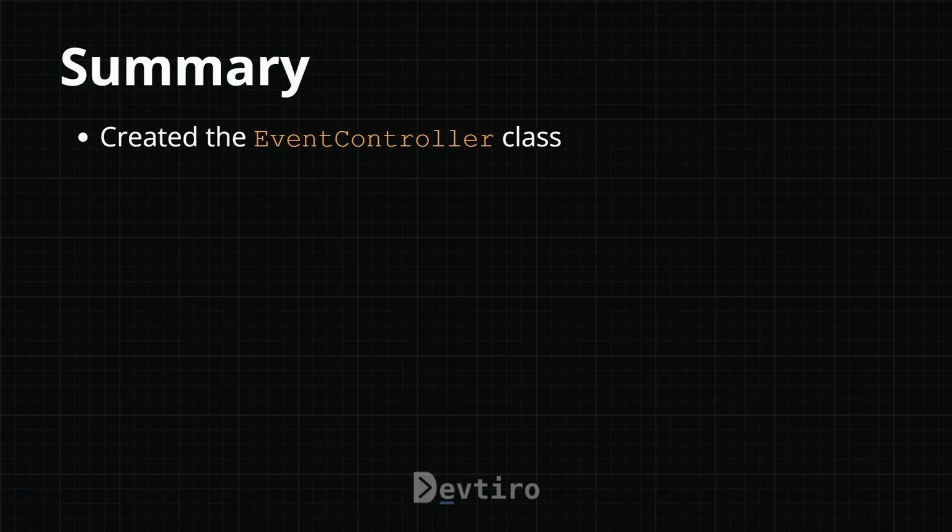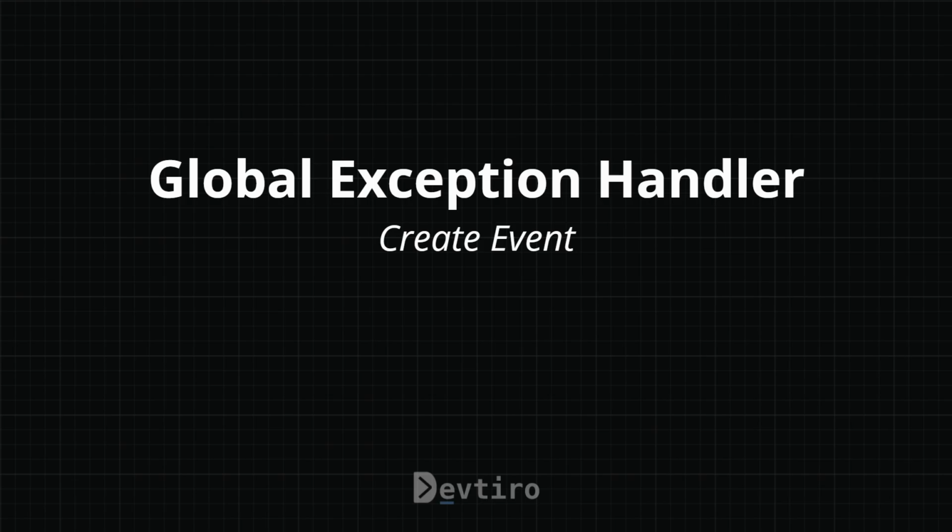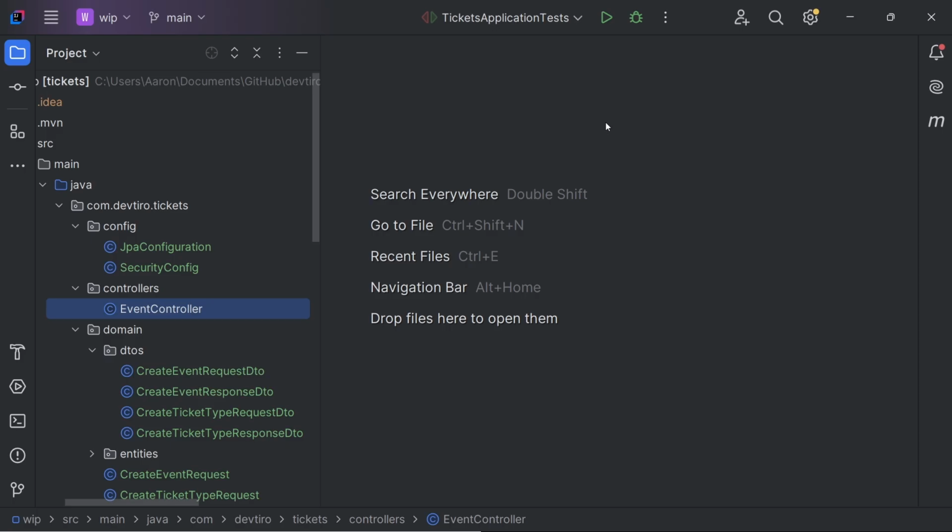So in summary, we've created the EventController class, and we've implemented the create event endpoint. At this point in the build, we should be aware of two things. The first one is that the user interface expects any errors in a very particular structure. And the second one is that we have a few exceptions that we're not handling that we should. So in this lesson, we're going to create a global exception handler to handle those exceptions, returning them in the accepted format. So here we are back in our IDE.